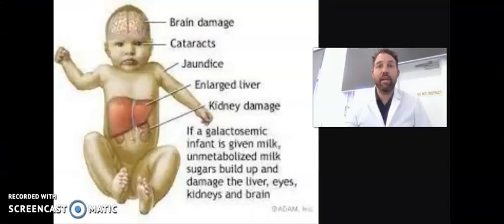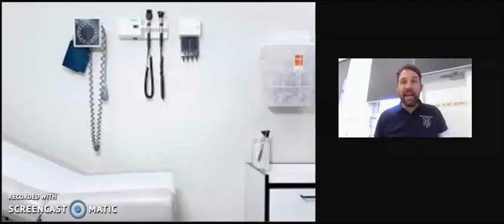As you can see from this image of the newborn, Tay-Sachs disease affects the nervous system, so the brain and the spinal cord, and can result in brain damage, cataracts, jaundice, enlarged liver, and kidney damage. Yeah, right. How does this happen? Old mate at the general store said that it was genetic. What does that even mean?